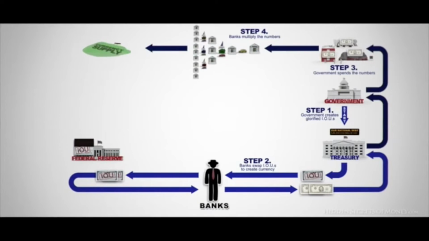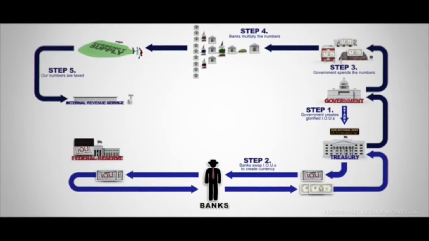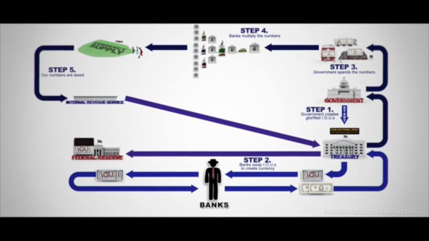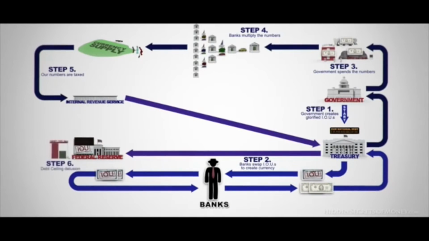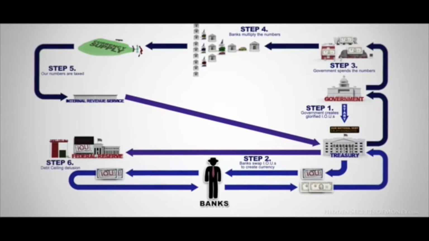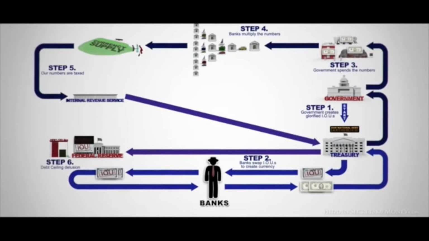That currency gets redeposited, and then a portion is stolen again, and the process repeats over and over, magnifying the currency supply exponentially. Then we work for some of those numbers, which brings us to step 5, where our numbers are taxed. We pay tax to the IRS, who then turns our numbers over to the Treasury, so the Treasury can pay the principal plus the interest on bonds that were purchased by the Federal Reserve with a check from nothing. Then we get to step 6, the debt ceiling delusion. The system is designed to require ever-increasing levels of debt and will eventually collapse under its own weight because politicians always kick the can down the road. They don't want it to collapse on their watch.